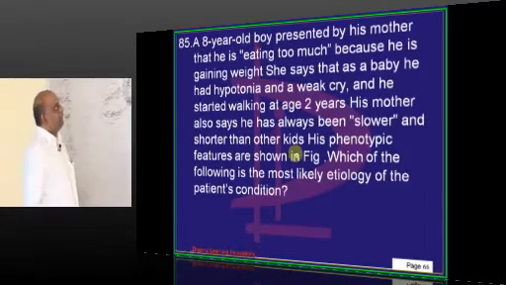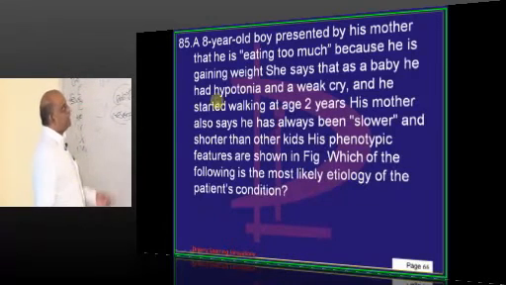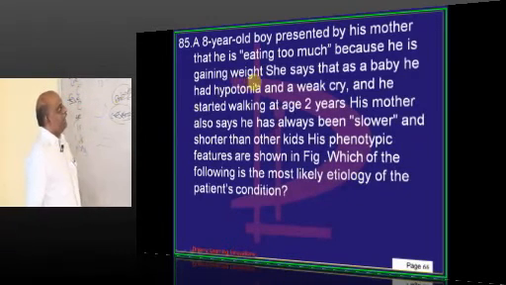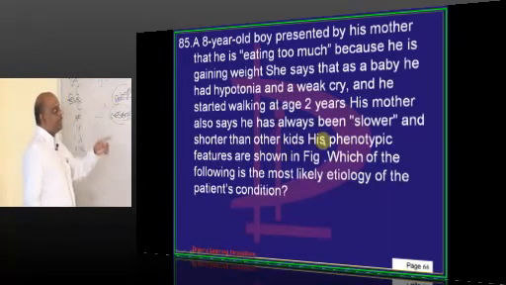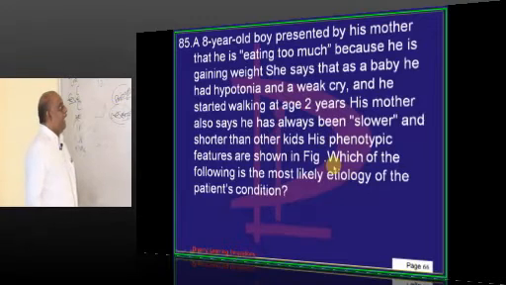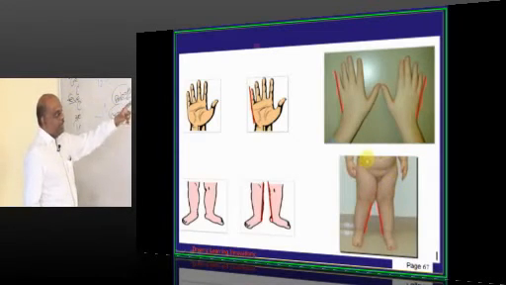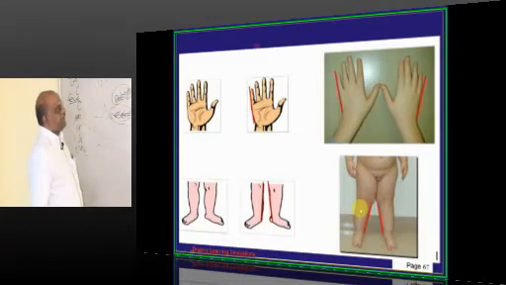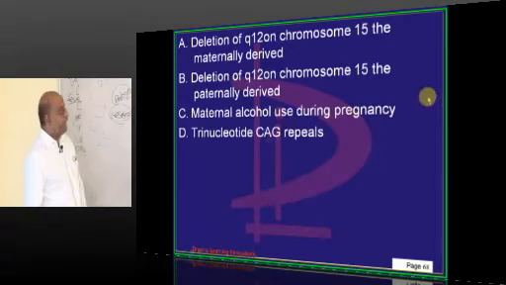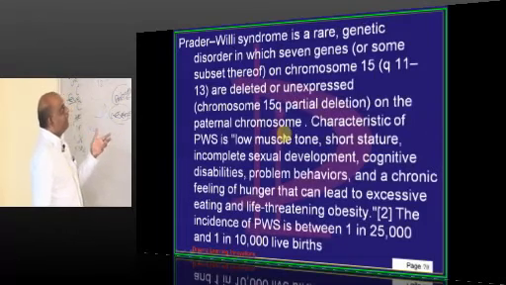Then, an 8-year-old, he is eating too much because he is gaining weight. And he had hypotonia as a baby and a weak cry. And he has always been slower and shorter than the other kids. And his phenotypic features have been shown. What do you find here? Sexual infantilism. Penis is almost non-existent, but still existent. And phenotypic abnormalities are there. So what is that condition we are talking about here?